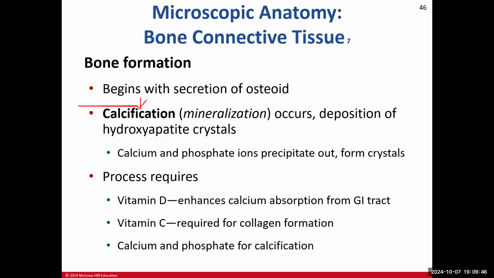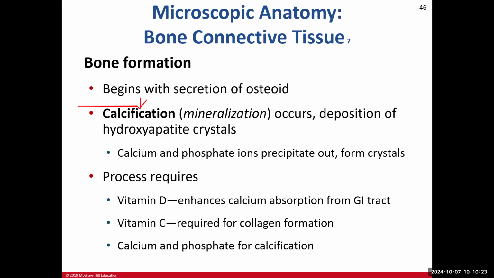So there's a couple things that we need for this process. Obviously we need the cells to make the osteoid, but just like if you're going to make a cake, you need the right ingredients. So the first one up there, vitamin D. This is why it's very important. Vitamin D helps with calcium absorption, specifically from your gastrointestinal tract, from the small intestine. It also works synergistically with parathyroid hormone, which helps regulate calcium levels. But the important part is we absorb more calcium out of the digestive tract.